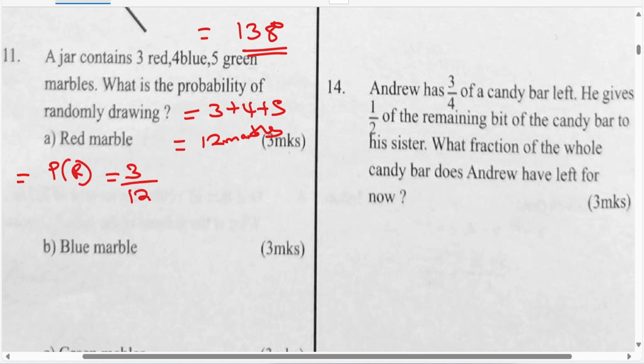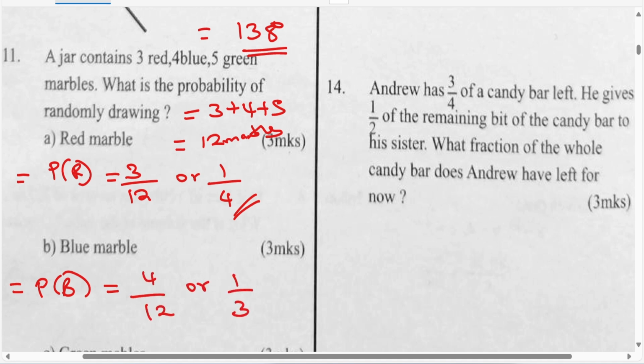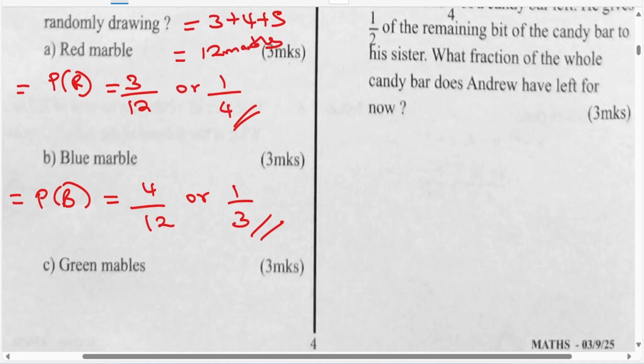So either write 3/12 or you can simplify. 3 divided by 3 ni 1. 12 divided by 3 ni 4. Blue marble ni 4/12 or 1/3. Okay, tuendelee na question C.